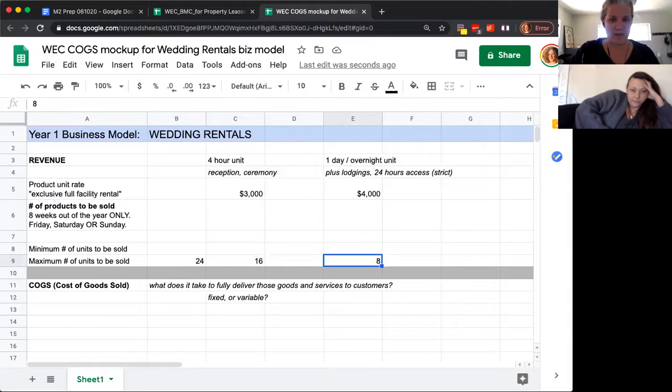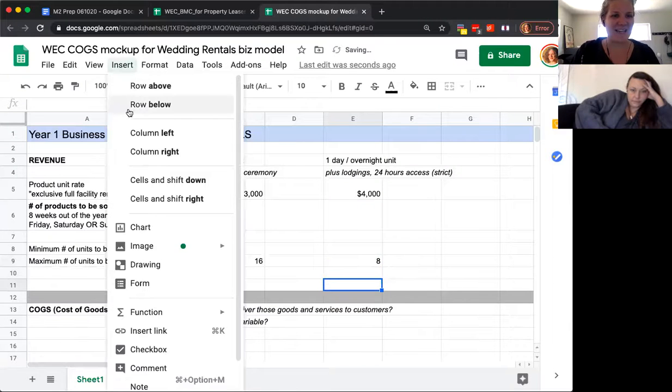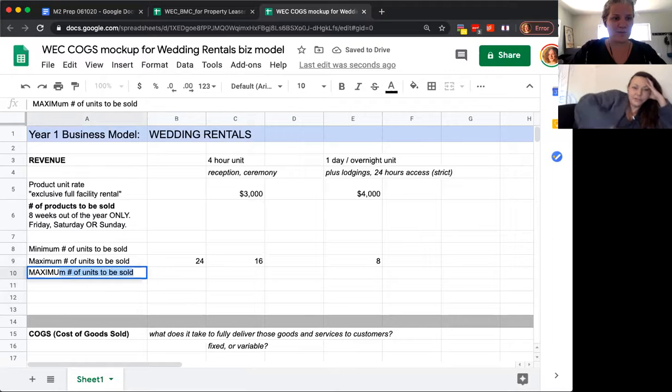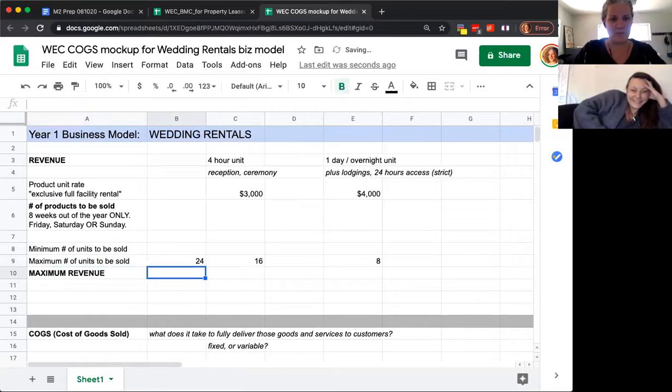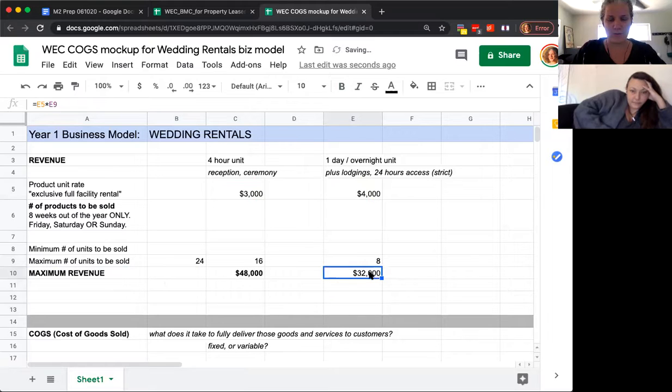Now, what would the math be on the maximum? Here, let me just make some more lines. Like I said, it's very crude right now. We're just mocking it up. All right, so the maximum revenue would be this times this equals 48,000. This times this, 32,000. So that's looking pretty good, getting you close to that 100,000 even just with this model.